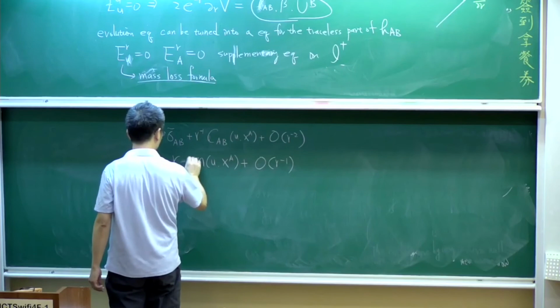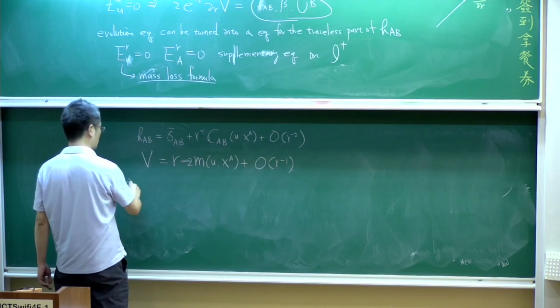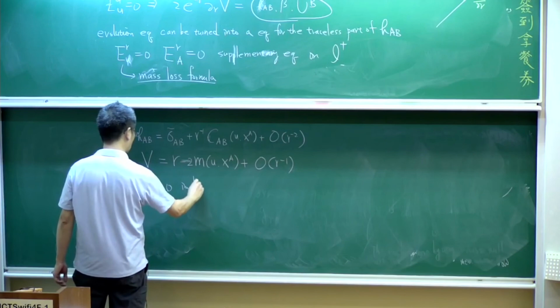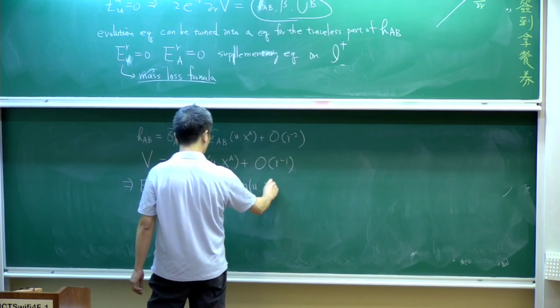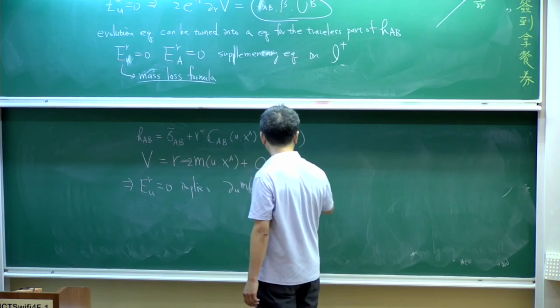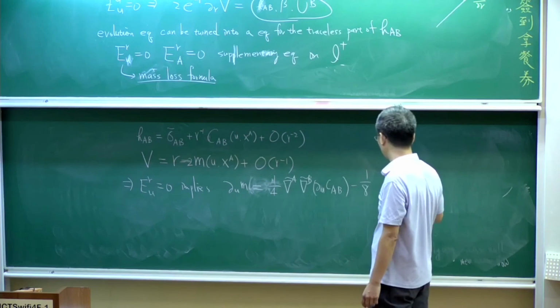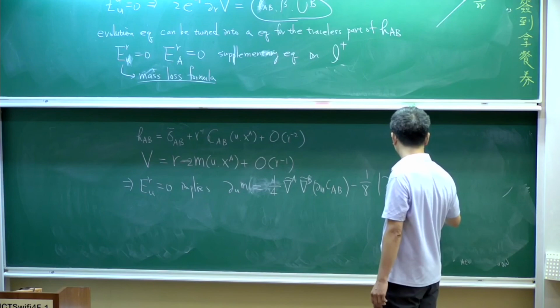Once you do this expansion at infinity, you solve this elementary equation, and then E_RU equal to 0 implies the following equation: d_u of m, let me just write it as d_u of m, is equal to, I think, a quarter of the divergence divergence of d_u of C_AB, minus 1/8 of d_u of C_AB squared. And this is using sigma tilde as the metric.